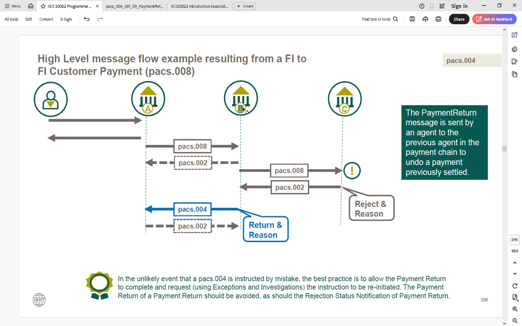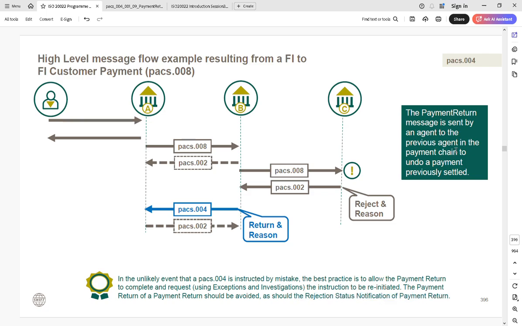So we have to send back this payment, which is already settled to B, by a PACS.004 message, which you saw in your last example of PACS.002. This PACS.004 message is sent back to the originator of the payment. It's an unlikely event that PACS.004 is instructed by mistake. The best practice is to return a payment for a complete request using the exception investigation. Okay, means we have to send back this payment return with rejection status notification and payment return.